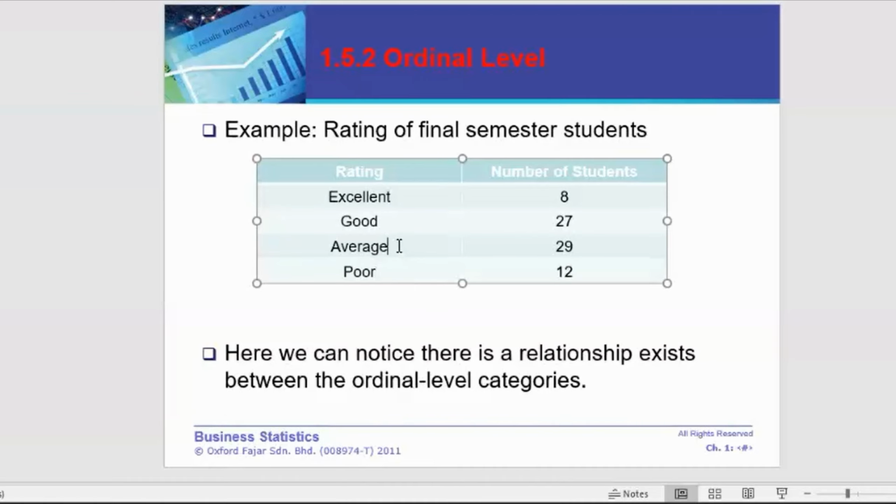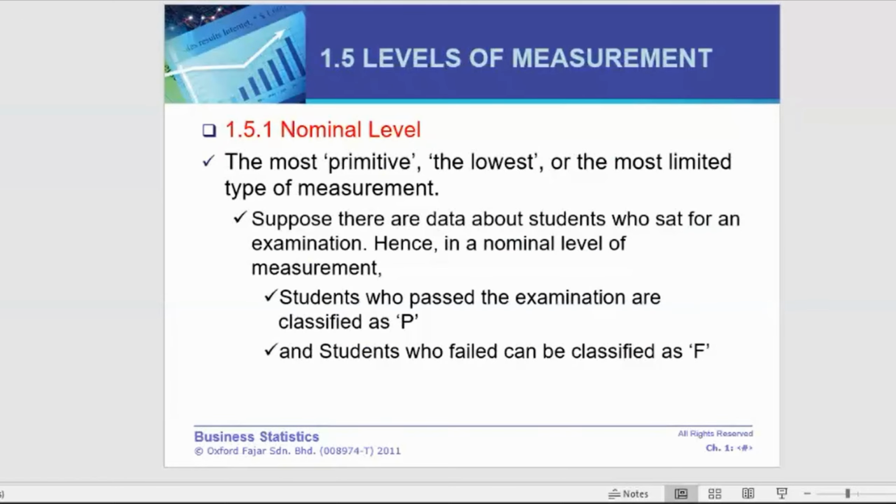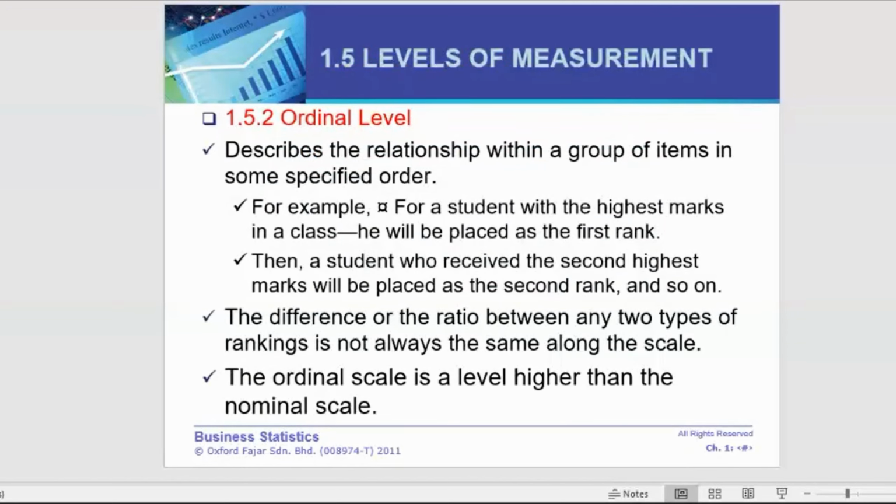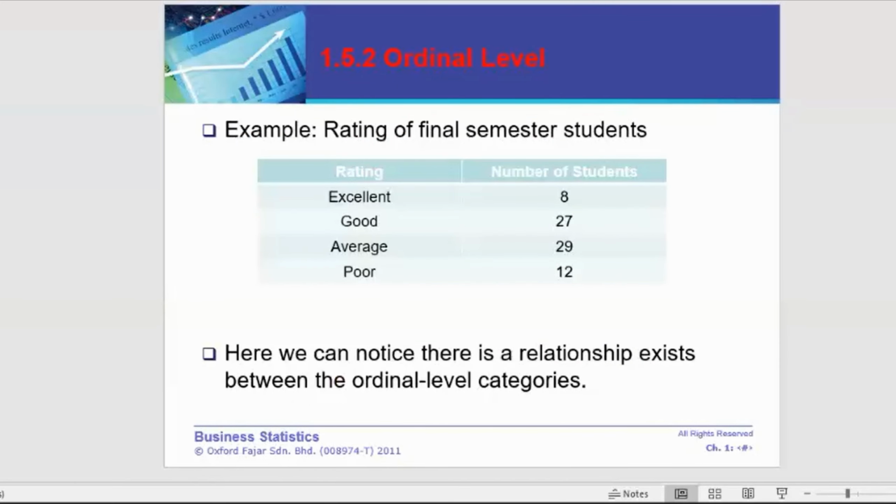So for levels of measurement, we now have 2 levels. First is the nominal level, which we mentioned, is the minimum or the lowest or the most limited type of measurement, which gives us the most limited information. The second level of measurement is the ordinal level, which also gives us ranking for the information, but the differences between these ranks are still not the same, but still there is a relationship between these ranks.